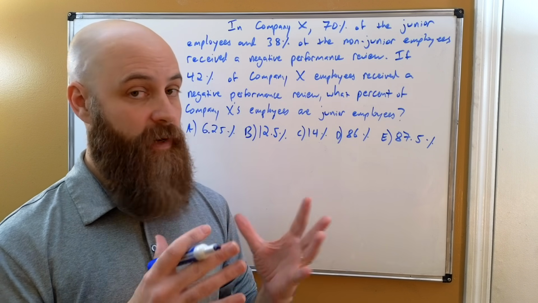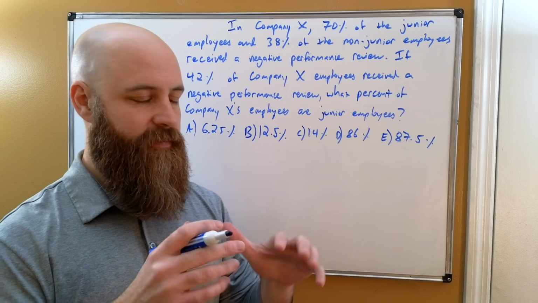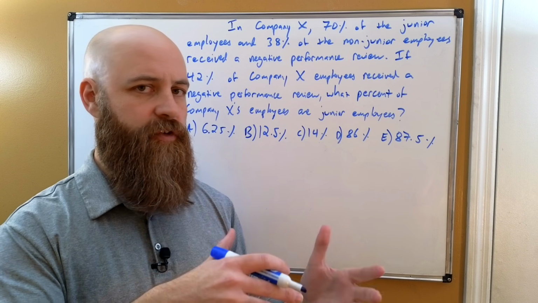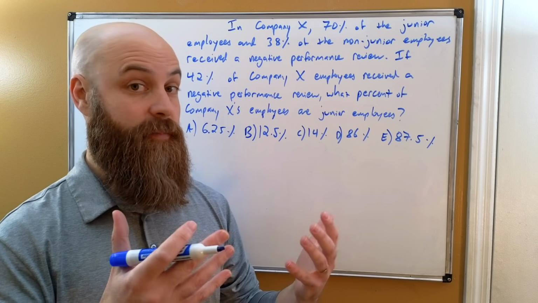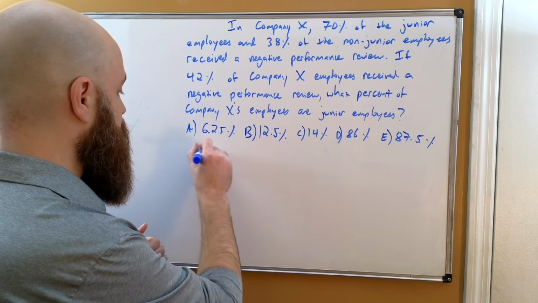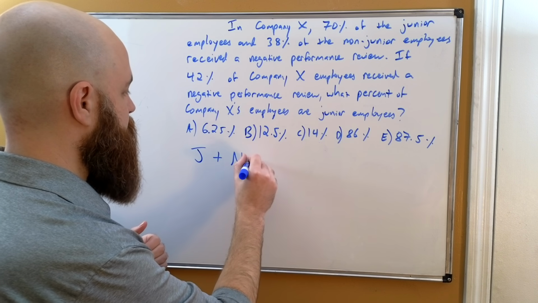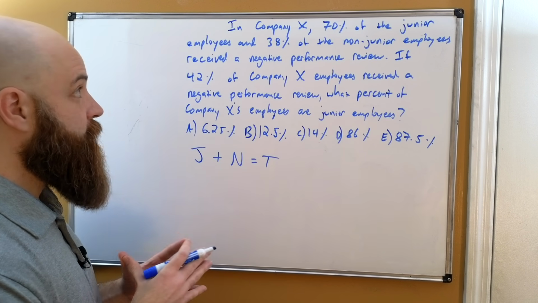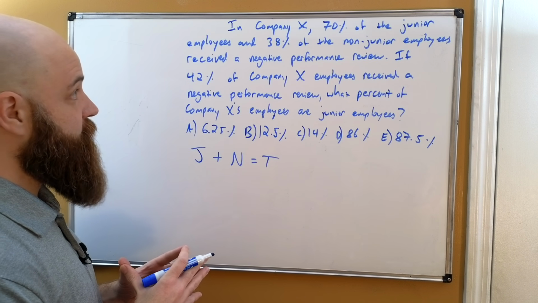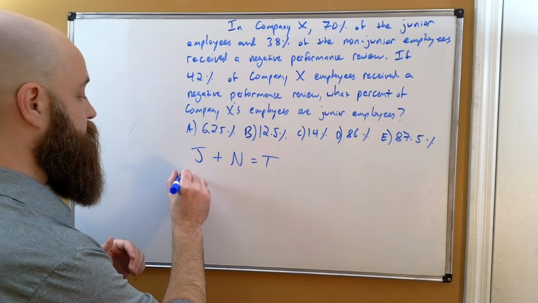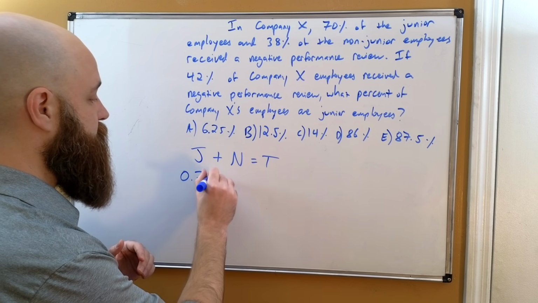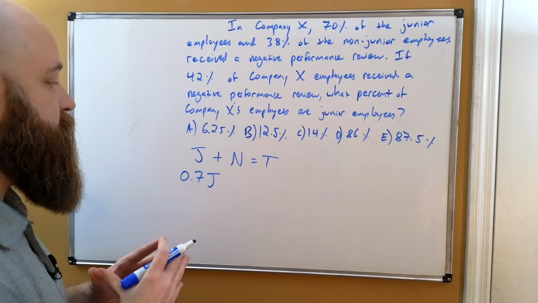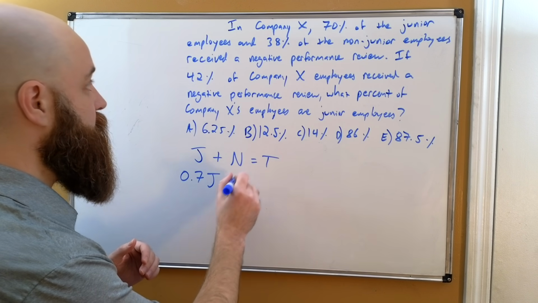Okay, so I notice I'm given two categories of employees, and those two categories have to include everyone at the company. And why do I say that? Well, by definition, if you're not a junior employee, you have to be a non-junior employee. So that's everyone at the company. Juniors, non-juniors is everyone. So I could say J plus N equals T. And now let me try to count up the number of people with negative performance reviews. So 70% of the juniors, J is the total number of juniors, they have negative performance reviews.